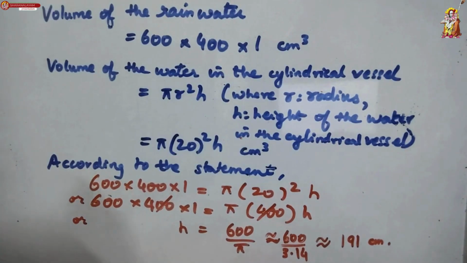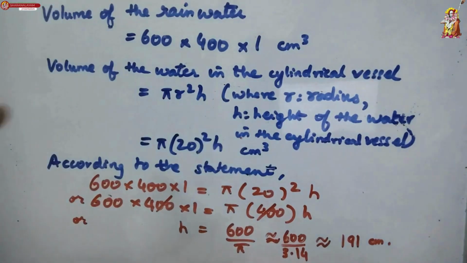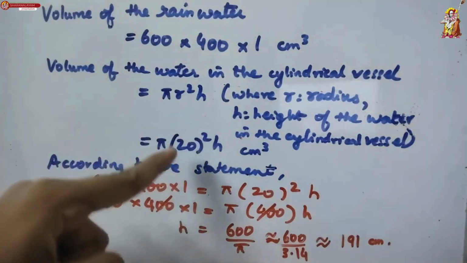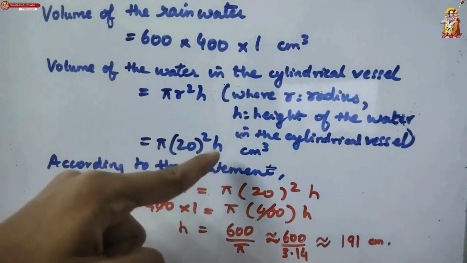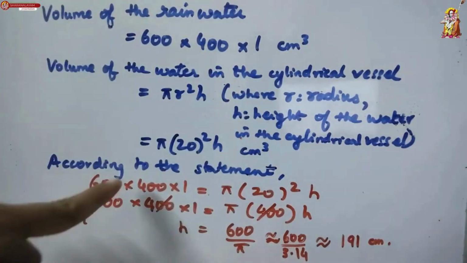Now, the volume of the water in the cylindrical vessel, we know the formula volume equals pi r square h, where r is the radius and h is the height of the water in the cylindrical vessel. That will be equal to pi into r is equal to 20, right? So, pi into 20 square into h centimeter cube. According to the given statement, the volume of the rainwater is equal to the volume of water in the cylindrical vessel because it has been transferred into that. So, we have to equate this with this.